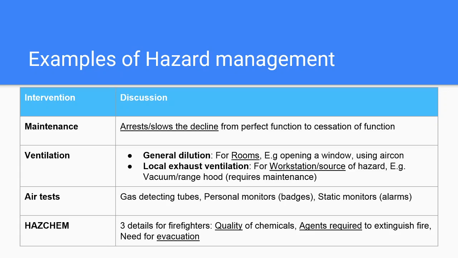And then ventilation. So there are two types of ventilation, and I think you need to be able to differentiate. One is general dilution. For example, in rooms, we open a window, which is what we've done here because it's really hot. And quite smelly.